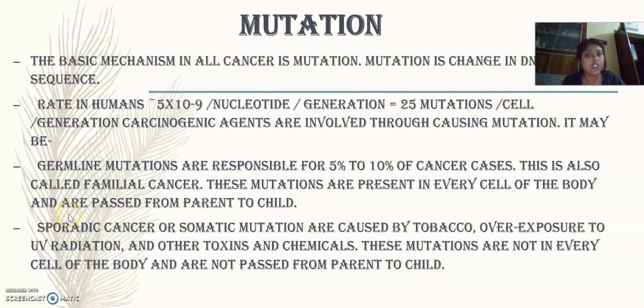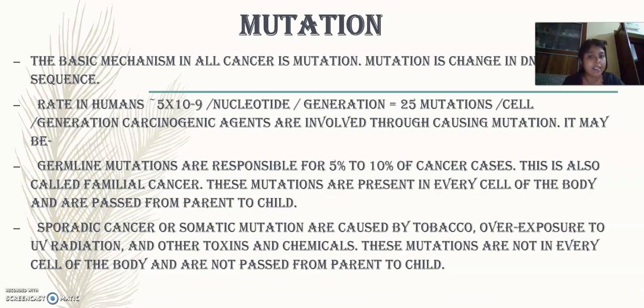Germline mutations are responsible for 5% to 10% of cancer cases, and it is also called familial cancer, the one which is inherited in a family. These mutations are present in every cell of the body and are passed from parent to child. Those are familial mutations, and genetic counseling is very, very important to prevent the transmission of this disease.